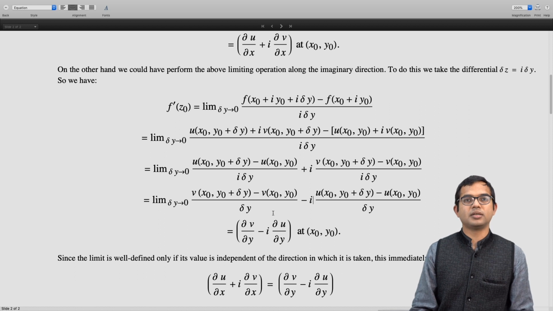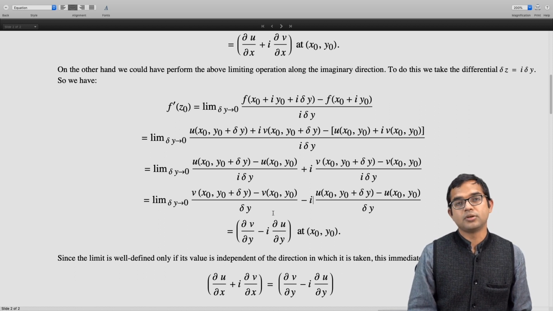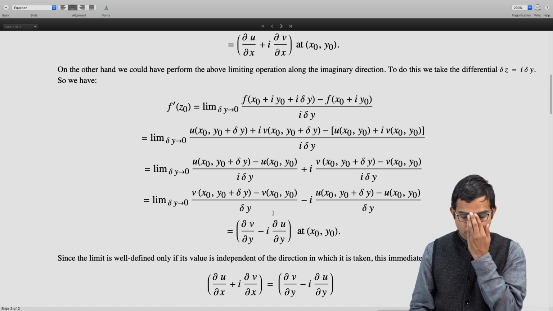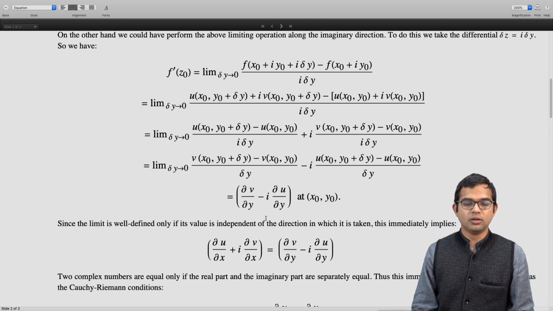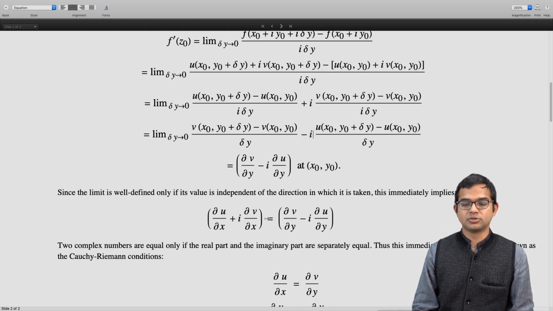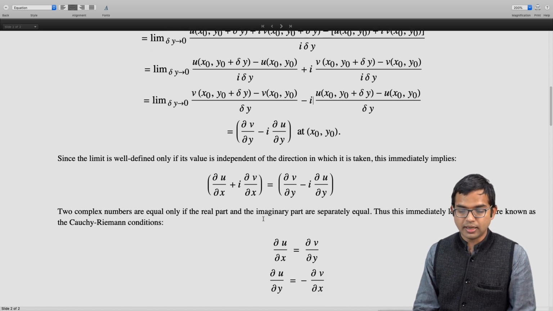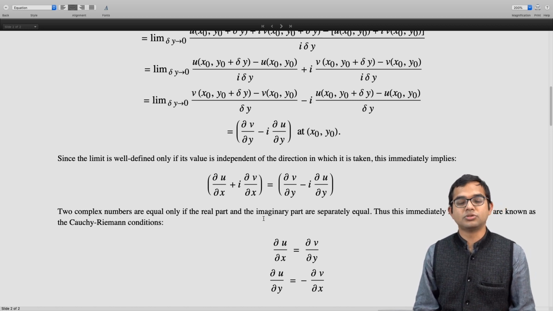So immediately it implies that dou u by dou x plus I times dou v by dou x must be equal to dou v by dou y minus I times dou u by dou y. When two complex numbers are equal, the only way that can happen is if the real part and imaginary parts are both separately equal. So which means dou u by dou x must be equal to dou v by dou y, and dou u by dou y must be equal to minus dou v by dou x. So these two are the Cauchy-Riemann conditions.